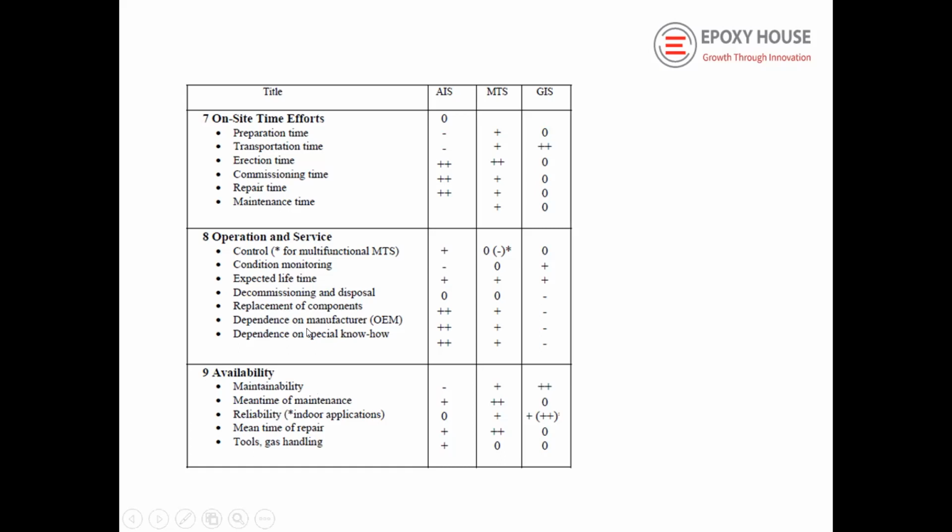It can be extended by replacing certain aged components. In the case of AIS, it is very easy. Suppose one circuit breaker is not in good condition, you can replace the circuit breaker. But in the case of GIS, it is very difficult to replace only one component. From an operation and maintenance point of view, it is easier to handle, but this is not easy.